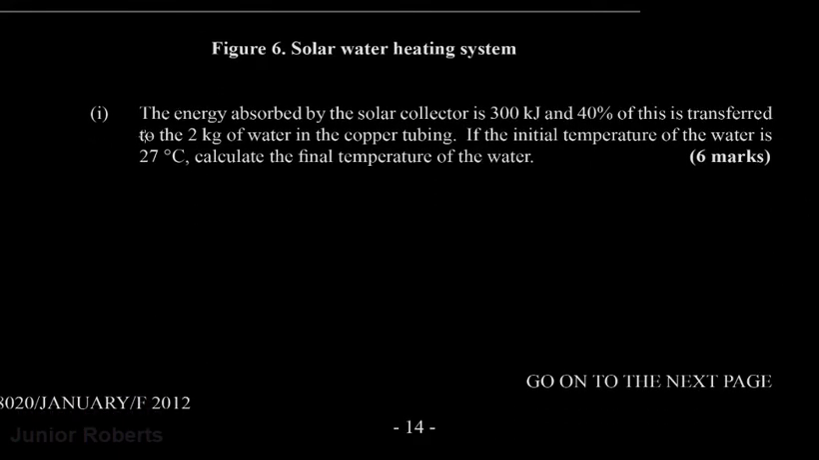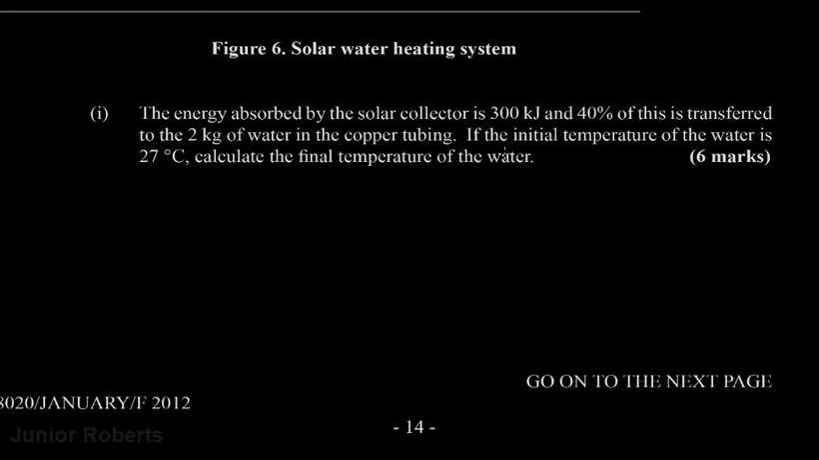The question says the energy absorbed by the solar collector is 300 kilojoules, and 40% of this energy is transferred to the 2 kilograms of water in the copper tubing. If the initial temperature of the water is 27 degrees Celsius, calculate the final temperature of the water.